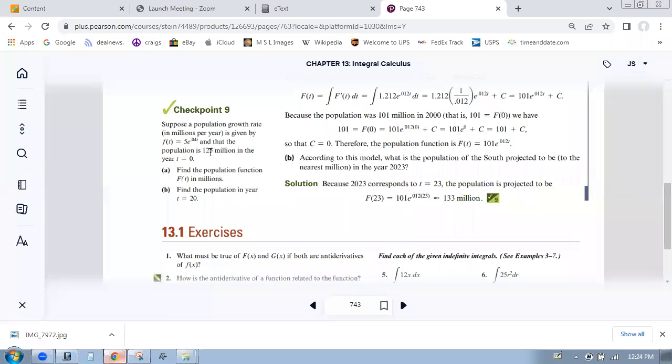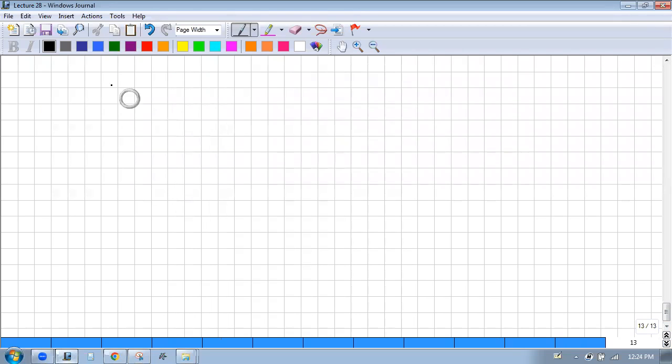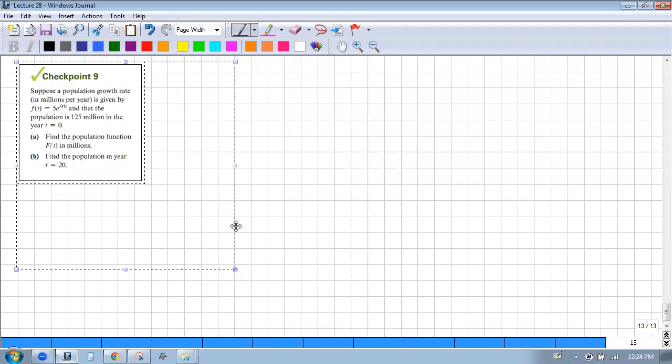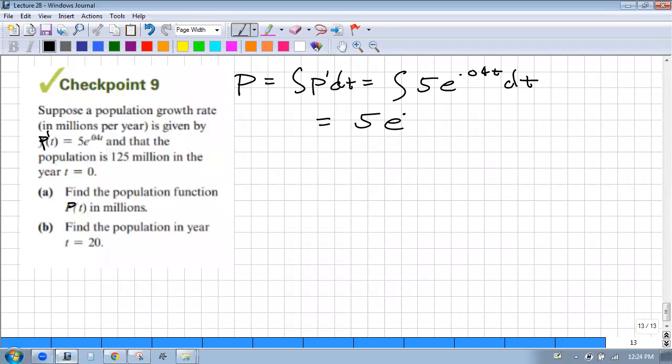That's it. Wait, we also have checkpoint 9. Do this one. So here's another population growth rate. Again, I'm going to call this P prime. And the population is 125 million in year 0. Find P of t, the population. So this is just like the last one. P is the integral of P prime. This is the integral of 5e to the 0.04 t dt, which would be 5e to the 0.04 t divided by 0.04 plus a constant.